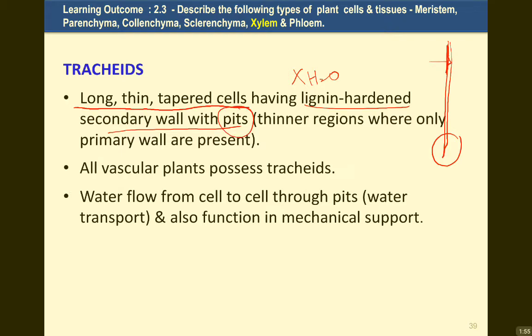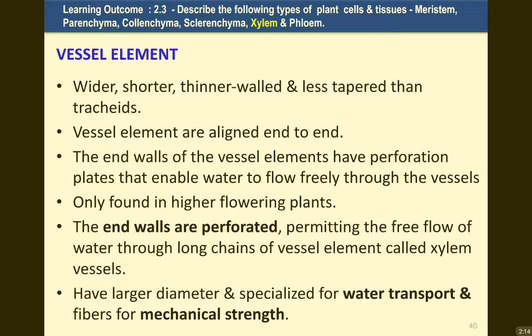Pits are the holes which can be found on the cell wall. All the vascular plants have tracheids. Water flows from cell to cell through the pits, and tracheids also function in mechanical support. Vessel elements are wider, shorter, and have a thinner cell wall, less tapered compared to tracheids. They do not have such a sharp end.